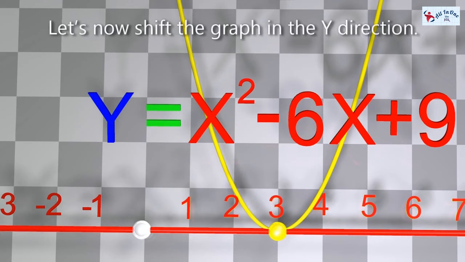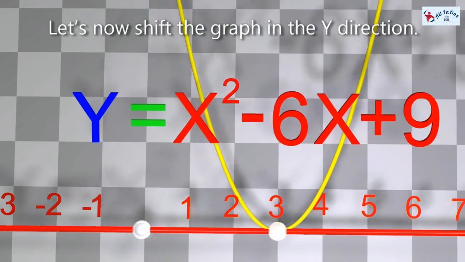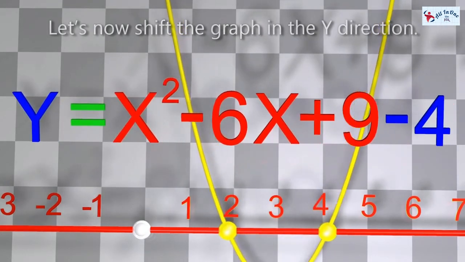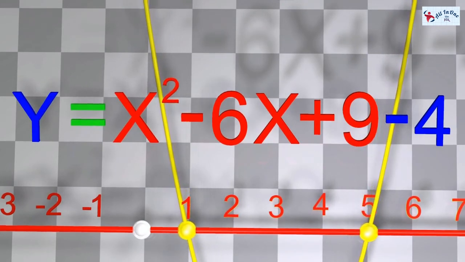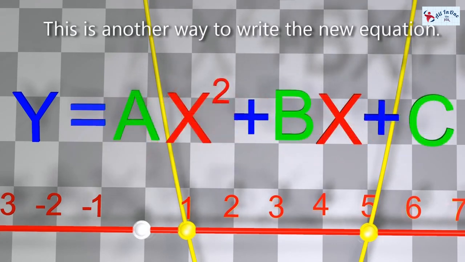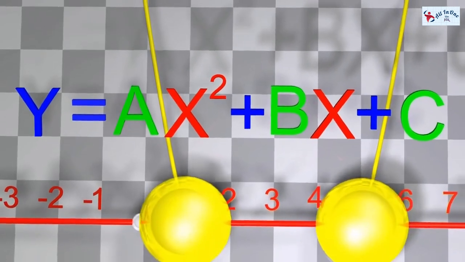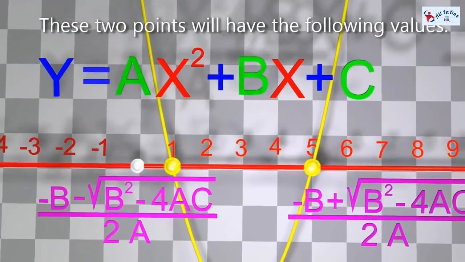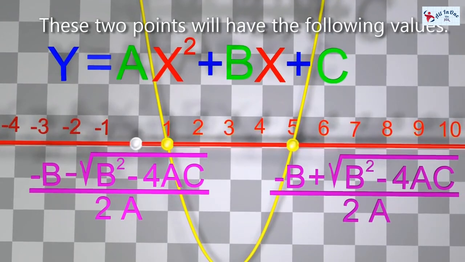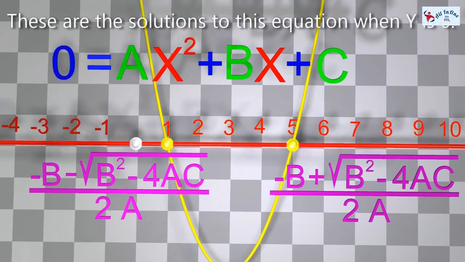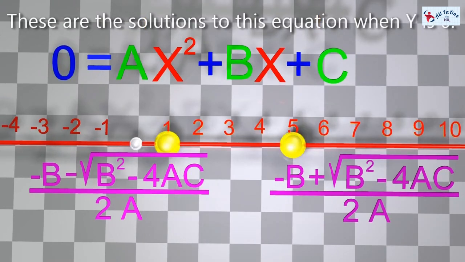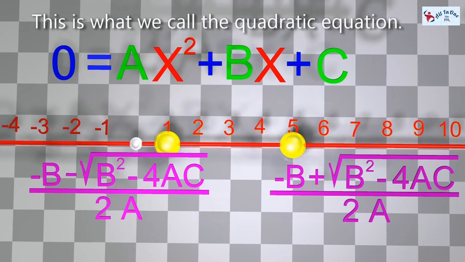Now let's shift the graph in the y direction. This is another way to write the new equation. These 2 points will have the following values. These are the solutions to this equation when y is 0. This is what we call the quadratic equation.